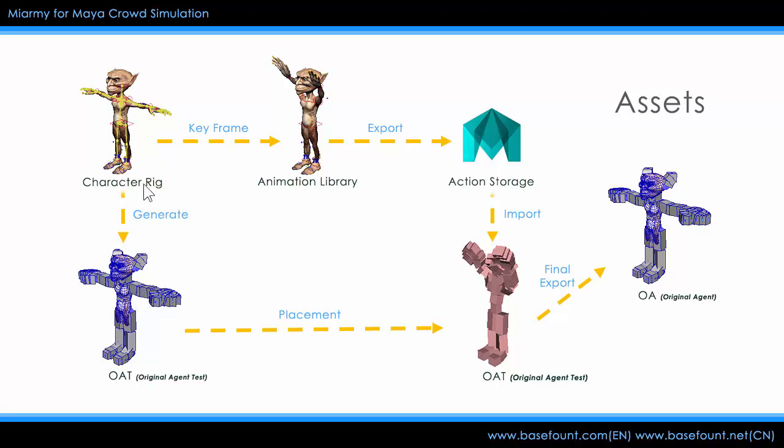And also we talked about how to convert our character rig and use the keyframe and export it as the action node library, and then combine the action nodes and the origin agent together and do a lot of tests. We did a transition map, and we also did the tests on the physical simulation and also some of the logic nodes. And at this time we get the OA test file here.